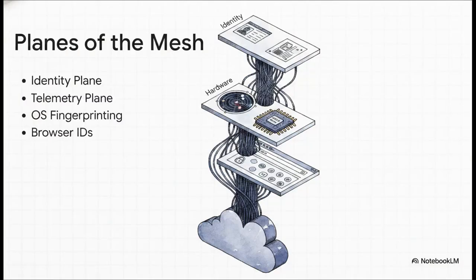So the absolutely crucial takeaway here is that Windows doesn't just rely on one single identity. It actually has multiple, minted by entirely different subsystems. You've got the identity plane with the GDID, the telemetry plane with the universal telemetry client, deep OS-level hardware fingerprints, and browser IDs, and get this, they all ride together inside the exact same diagnostic event headers.